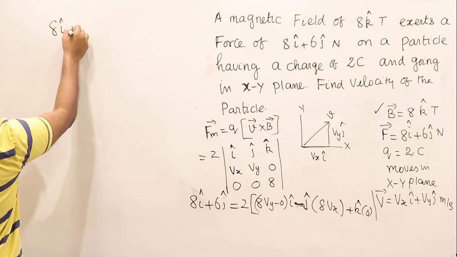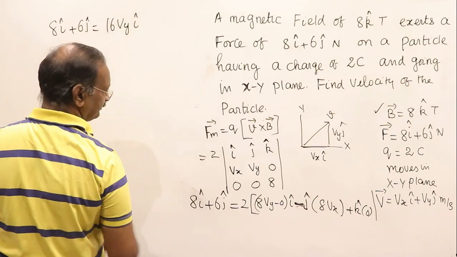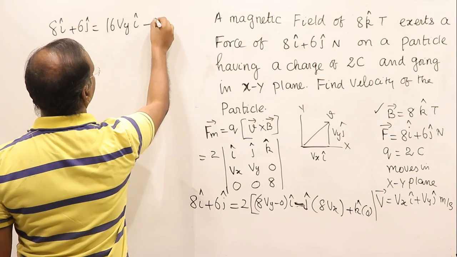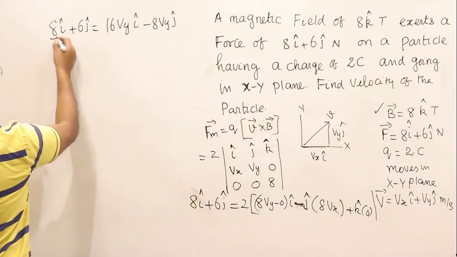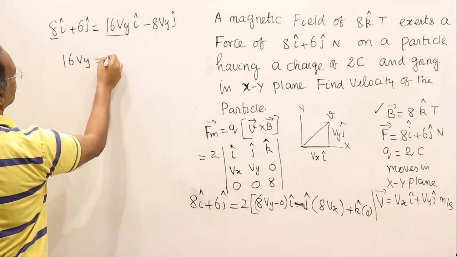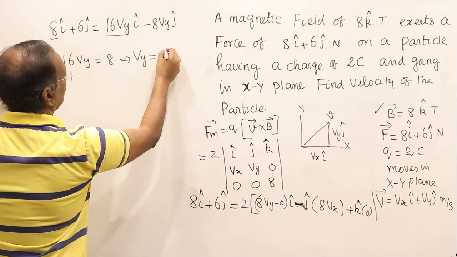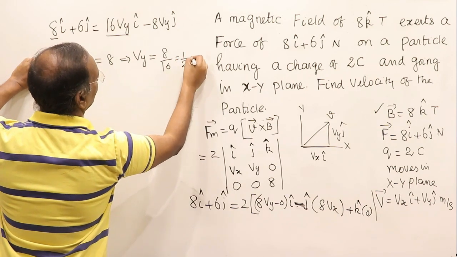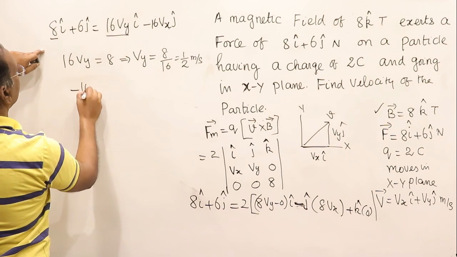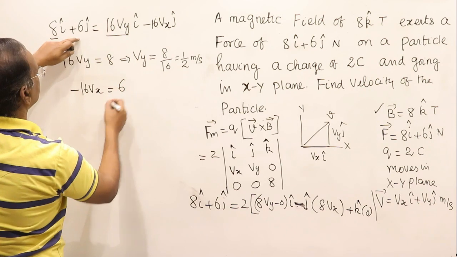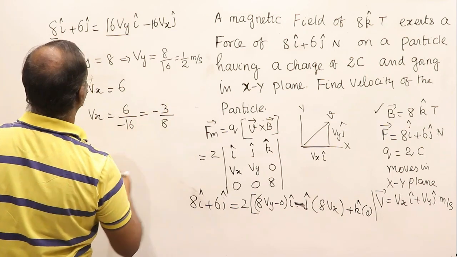So we can write 8 i cap plus 6 j cap is equal to 16 vy i cap, then minus 16 vx j cap, and the k component is equal to 0. Comparing the i components, 16 vy is equal to 8. That means vy, the magnitude of velocity in the y direction, is equal to 8 by 16, is equal to 0.5 meter per second. Comparing the j components, minus 16 vx is equal to 6, or vx is equal to 6 by minus 16, that is minus 3 by 8 meter per second.